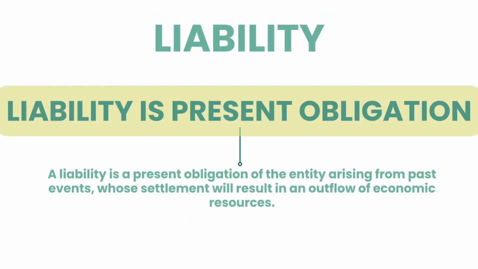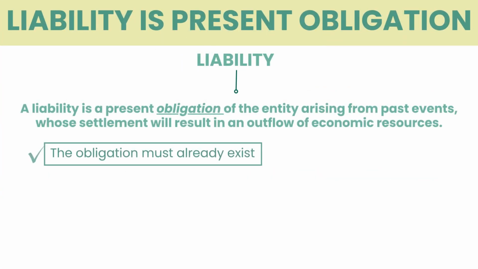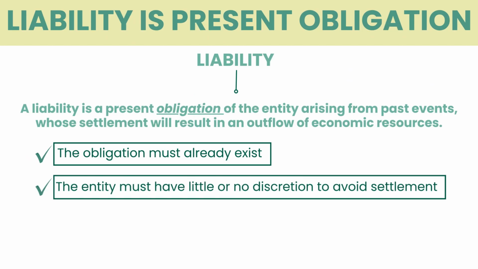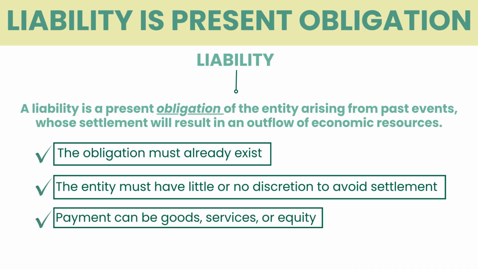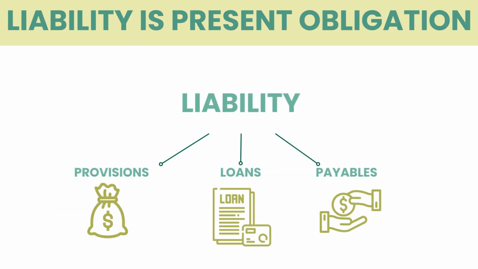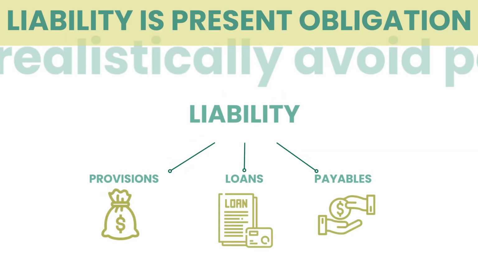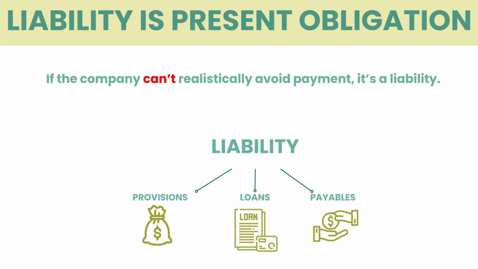Liability is present obligation. A liability is a present obligation of the entity arising from past events, whose settlement will result in an outflow of economic resources. Key clarifications. The obligation must already exist. The entity must have little or no discretion to avoid settlement. Payment doesn't have to be in cash. It can be goods, services, or equity. That's why provisions, loans, and payables are liabilities, but future intentions, budgets, or planned expenses are not liabilities. In simple words, if the company can't realistically avoid payment, it's a liability.